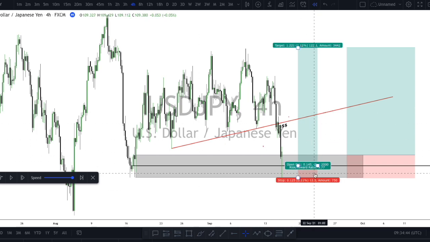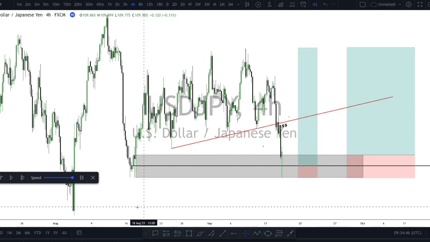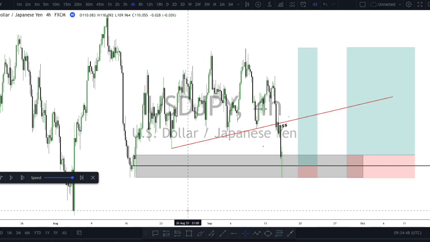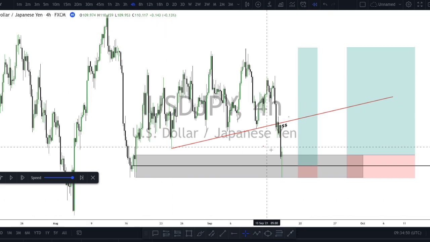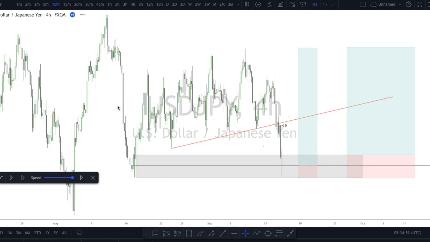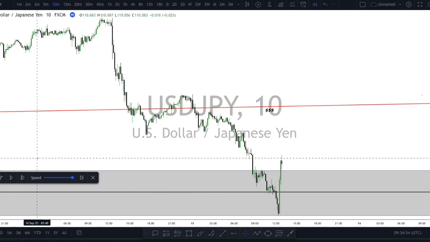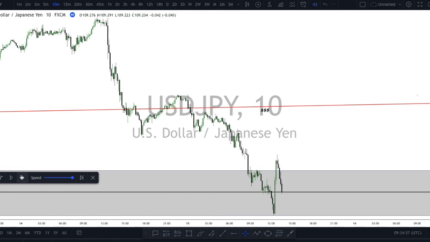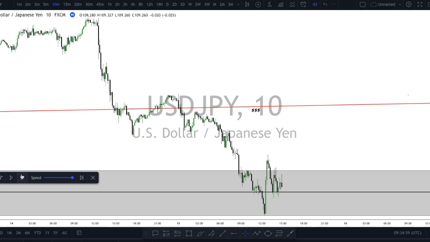So I'm already a buyer on this particular trade, and don't forget I also have a 10 minutes time frame entry on this particular trade. Let me quickly go to the 10 minutes time frame entry. So let's see how this actually plays out. One of my students asked me how this actually plays out, and I'm going to show you that.